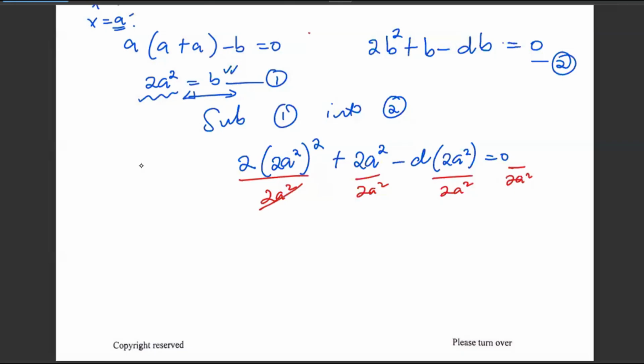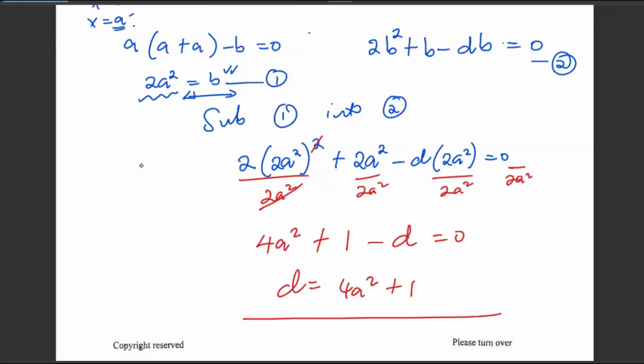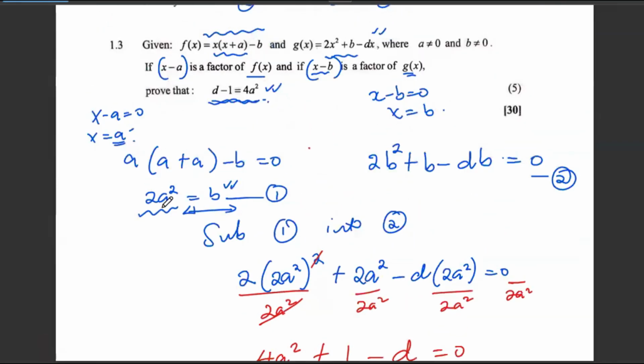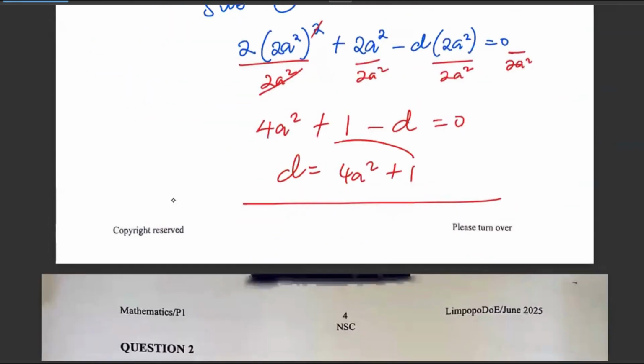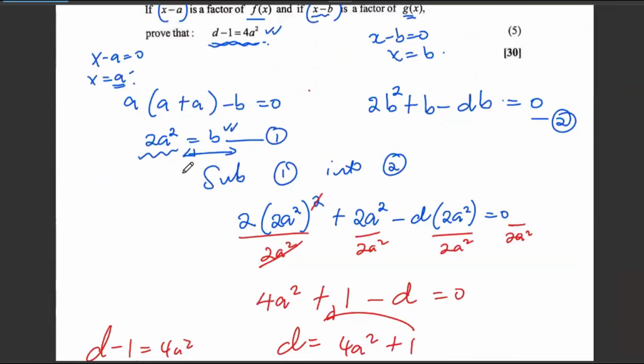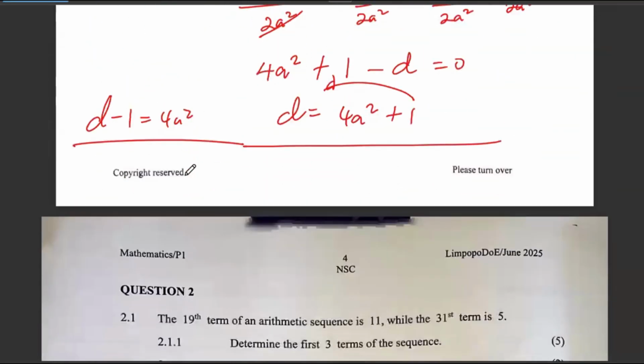So this kills one of them, meaning that I have 4a squared plus 1 minus a d is equal to 0. Then move the d to that side. So that d is just 4a squared plus 1. Isn't that what the question wanted? Oh, they want the 1 to be that side. Okay, meaning that we need to move this one this side, so that we get d minus 1 is 4a squared. All right, so that's what the question simply wanted for the other 5 marks.